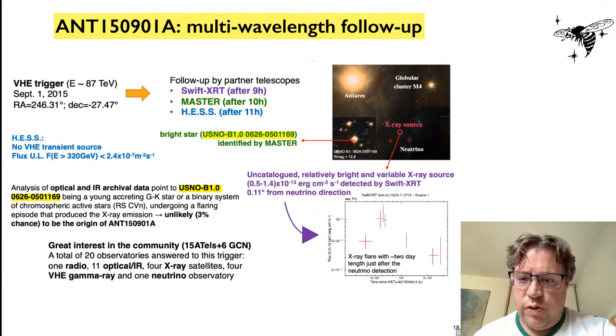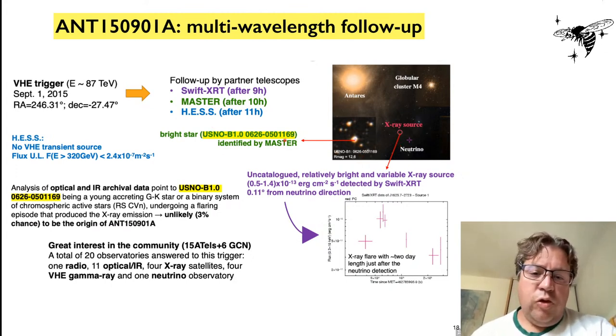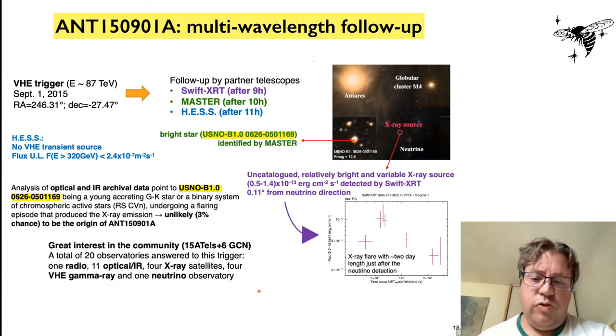the position of the neutrino with the error, and it was, for the funny story, close to the Antares star and the globular cluster. We found an X-ray source, and you have the profile of the X-ray source, and it was quite interesting to have this kind of flaring up, but in the end the multi-wavelength follow-up classified this bright star as an active star, and it's unlikely related to the neutrino emission.